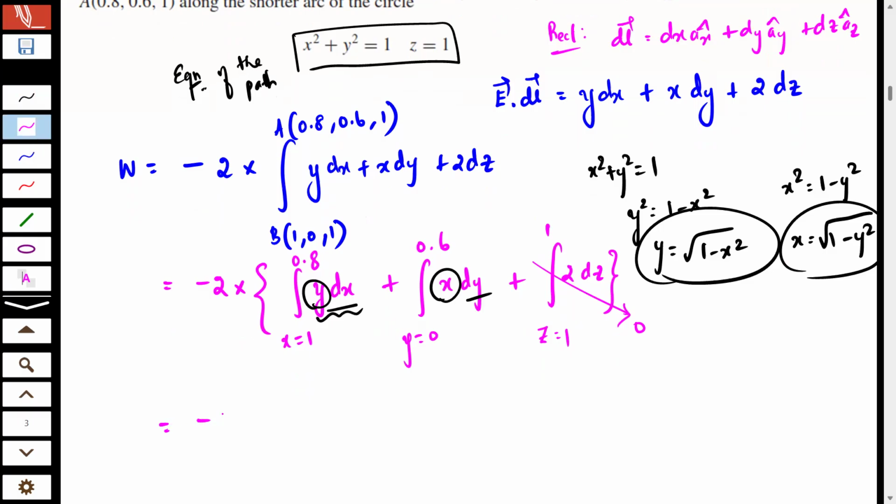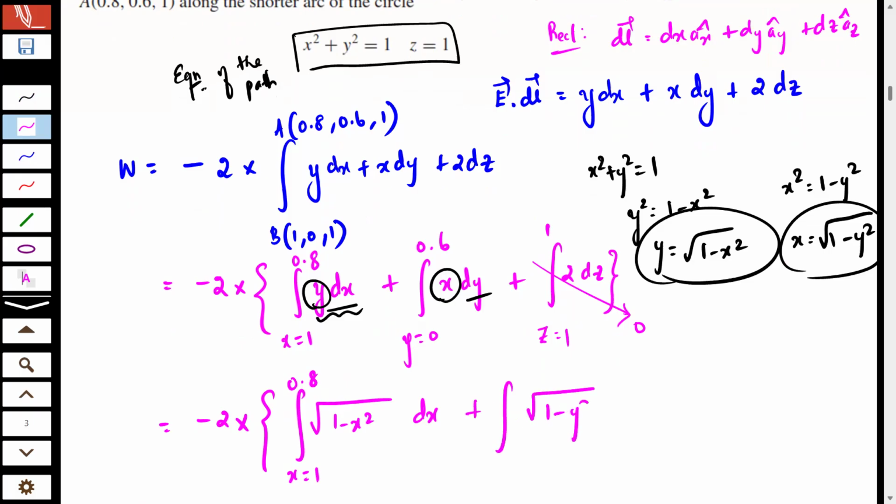So let us write that here. Minus 2 into the integration. Instead of y, it is under root 1 minus x square dx, with the limit for x from 1 to 0.8. Then x should be written in terms of y, which is under root 1 minus y square dy, with the y limit being 0 to 0.6. And the last integration is 0 because the lower and upper limits are both the same.